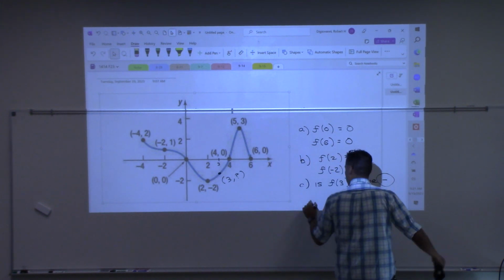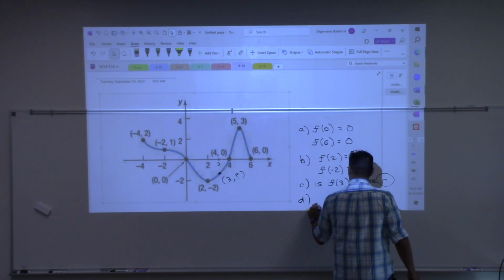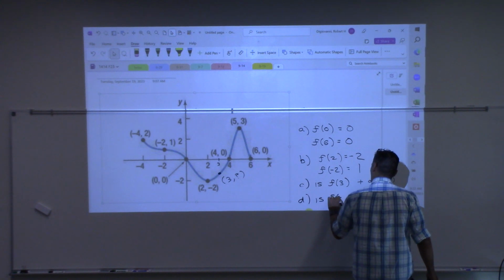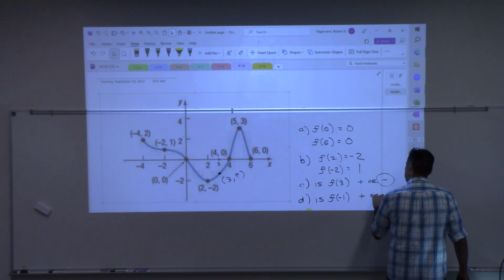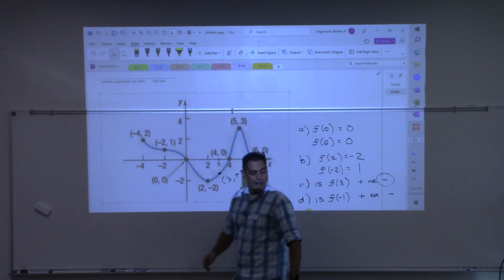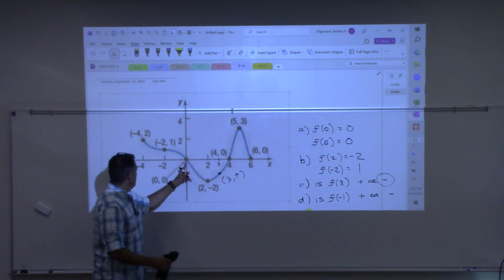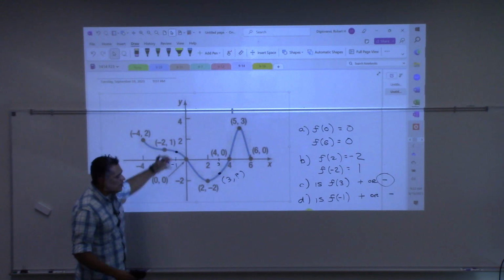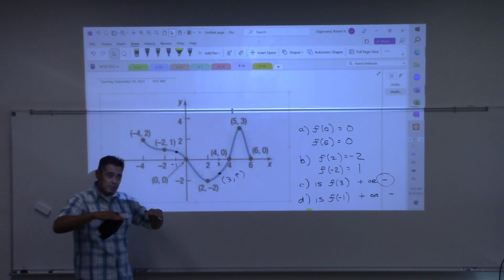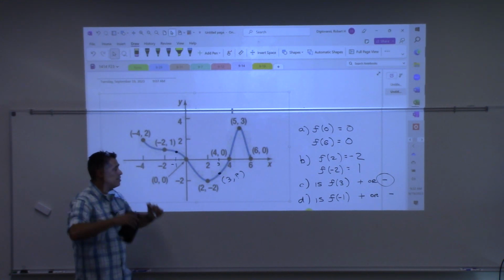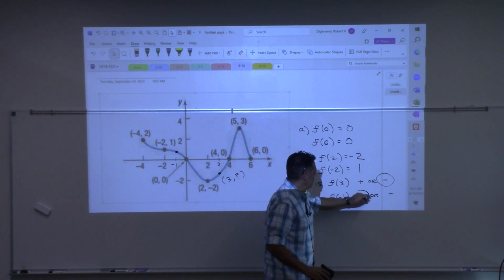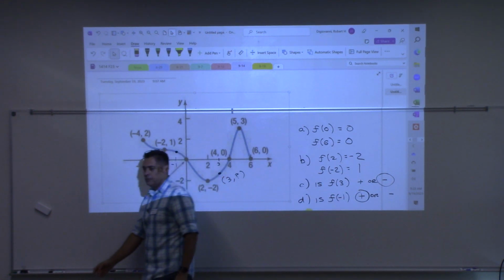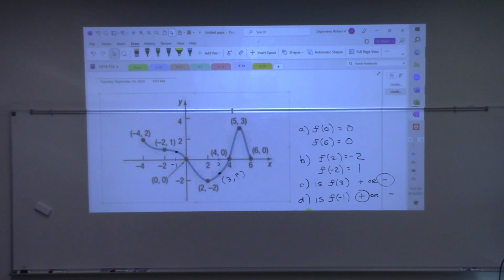Okay, how about D? Is f of negative 1 positive or negative? So f of negative 1 is about right here, negative 1. And the point is there. Again, we don't know what the y-coordinate is, but we know that it's above the x-axis, so we had to go up, right? So it's positive. We all good? Yeah? No questions?